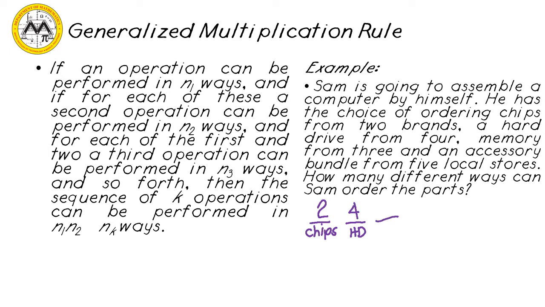And a memory. The memory is to be chosen from three. And then accessory. For the accessory, we're going to have that from 5 local distributors. How many different ways can Sam order the parts? So it would be 2 times 4, 8 times 3, 24 times 5, which is 120 ways.